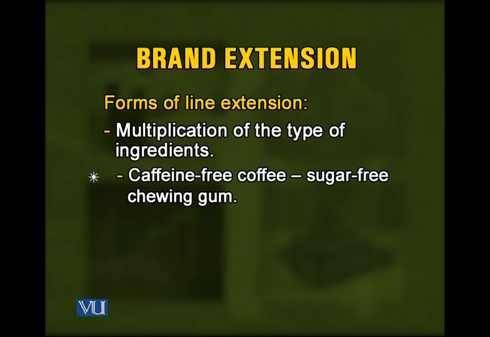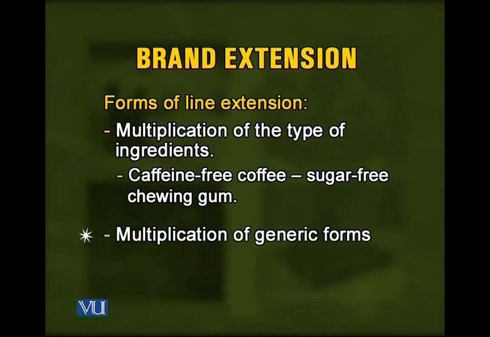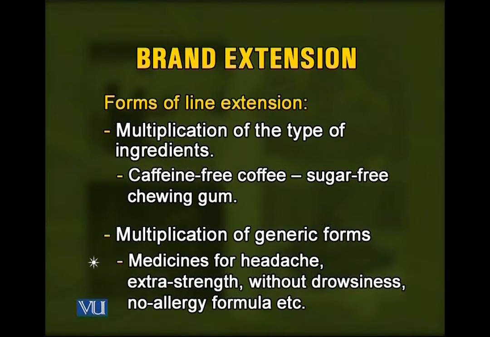Those of you who love coffee know that coffee companies talk a lot about caffeine-free coffee. You go to the supermarket and you find stacks of the coffee which says caffeine-free, and it is a good positioning. You can also consider another classification in terms of multiplying your line by generic form, and that applies mostly to medicines. To give you one example from the same area, just take a look at a painkiller, which the company says is extra strength. It is positioned for all those who are afflicted by headache, for example.